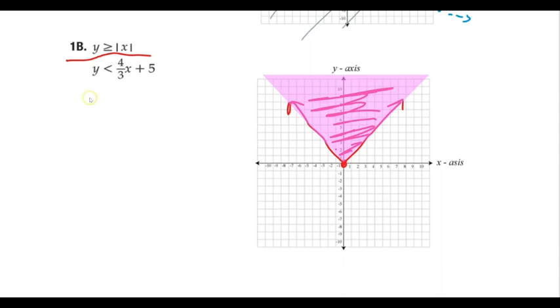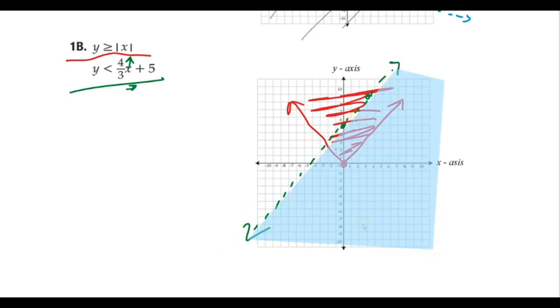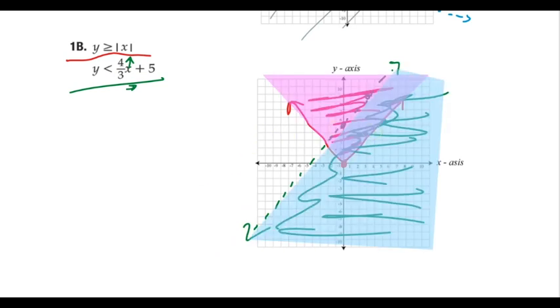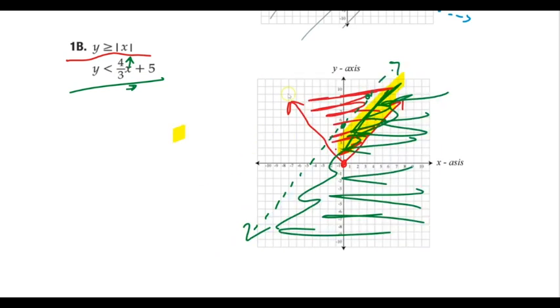The next graph, this one's another line. We're going to go plus 5. Slope is 4/3, up 4, right 3. Positive. Up 4, right 3. Dotted line, dashed line. That, and then less than, shade below. All this stuff here. My answer is both shade. Highlight this time, right there. That's the answer. Just graph both, shade both, and then where they both cross shade is your answer.